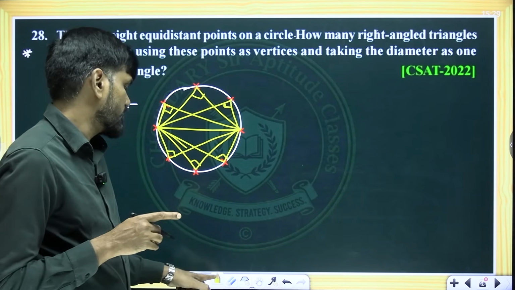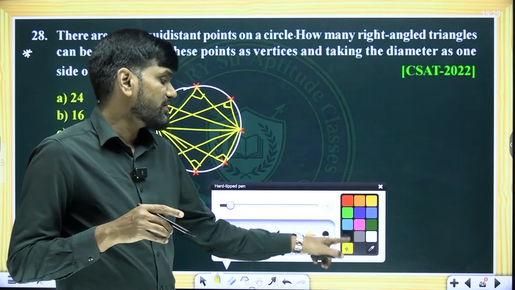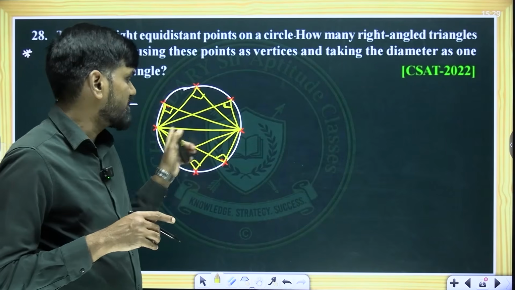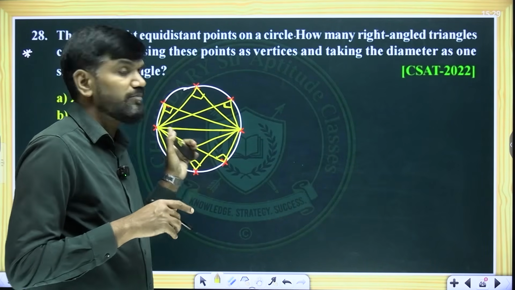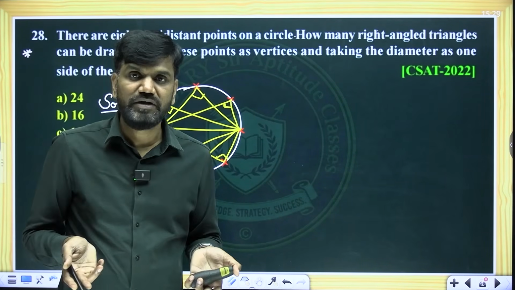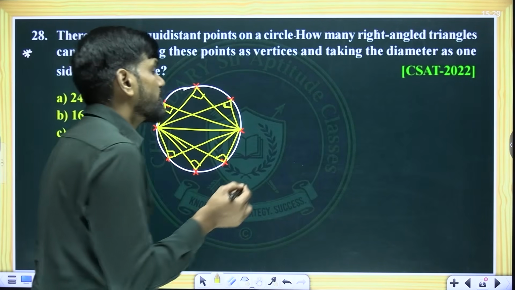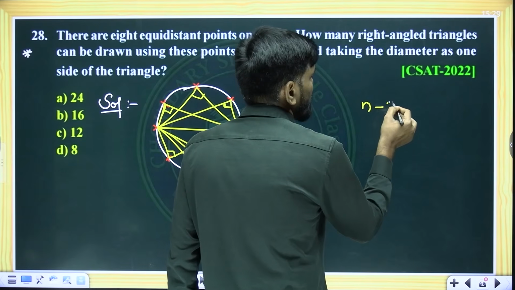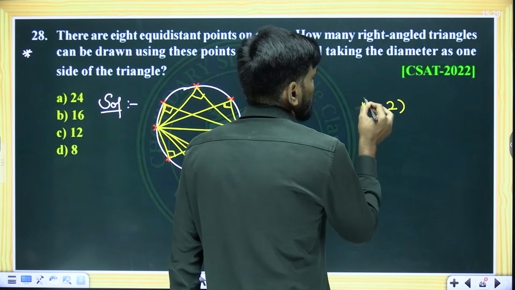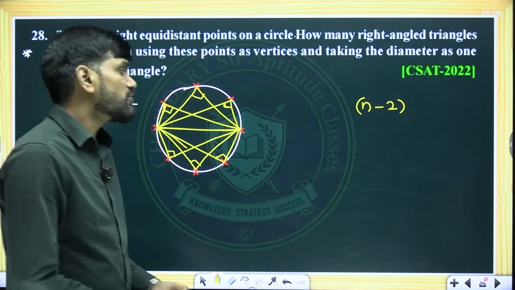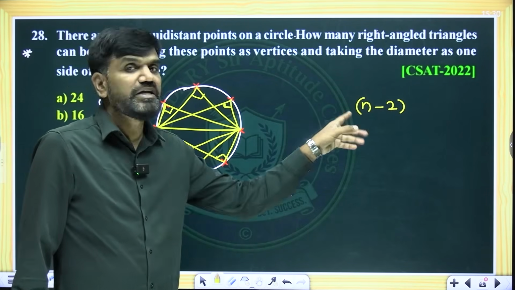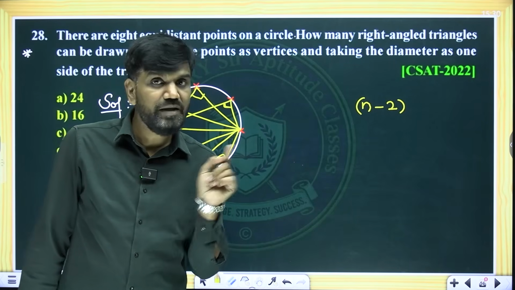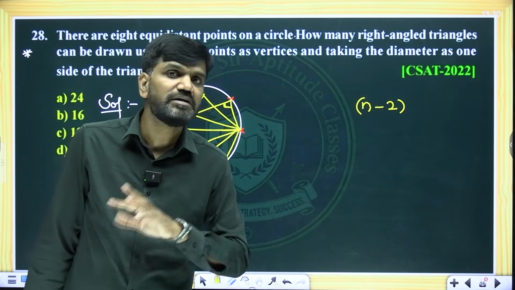Now the first thing you have to understand is, if there is one diameter, keeping that diameter aside means you are keeping aside those 2 points, you can choose from the remaining points. So how many points will be available? n minus 2 points are available. If there are n points, and you are choosing 2 points for the diameter, you still have n minus 2 points. So with every diameter, you will get n minus 2 right-angled triangles.